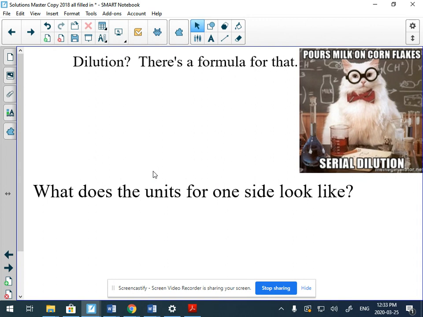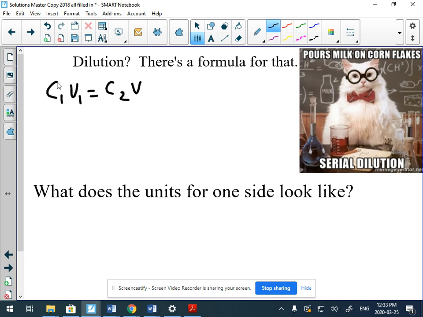What the heck? It's time for dilution. Yeah, there's a formula for dilution. It looks like this: C1V1 is equal to C2V2. So you actually have to use a formula for dilution. Dilution is changing something concentrated into something that's not by adding extra solvent or water.